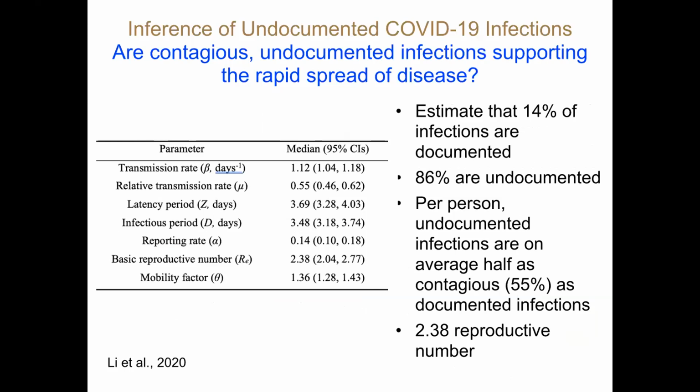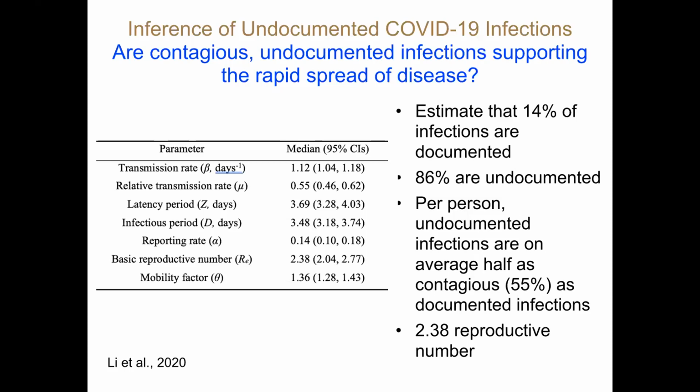Alpha is the reporting rate, and this is the fraction of infections that are confirmed cases. You can see it's estimated at 0.14. So that means we're estimating that 14% of infections during this 2-week period in China were documented, meaning 86% were undocumented.